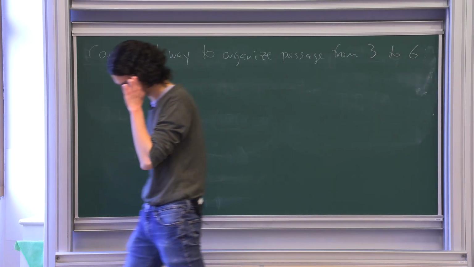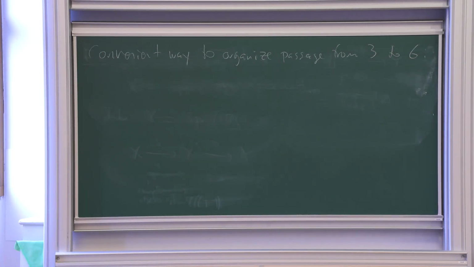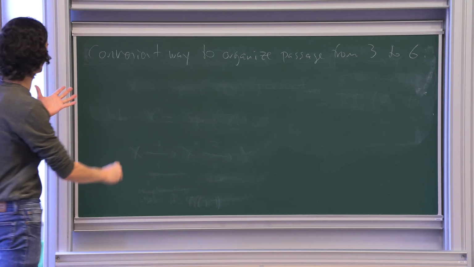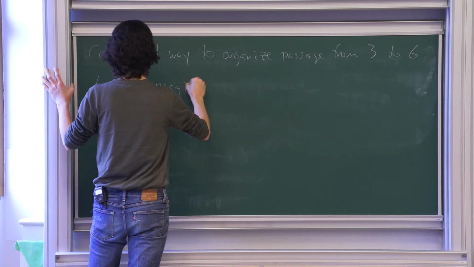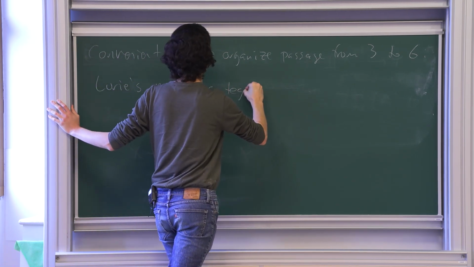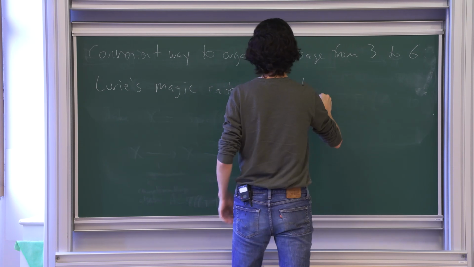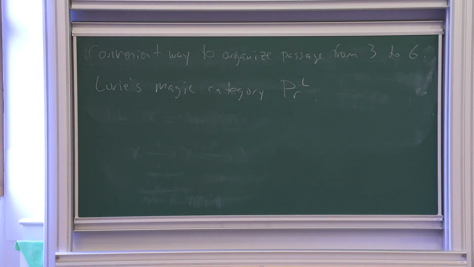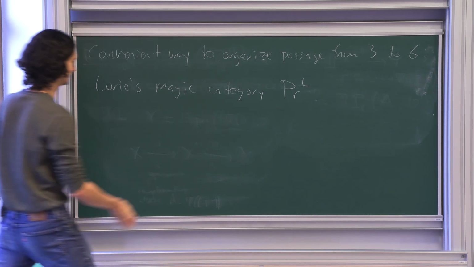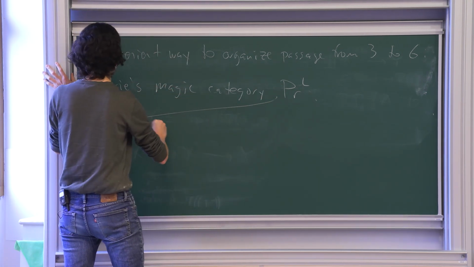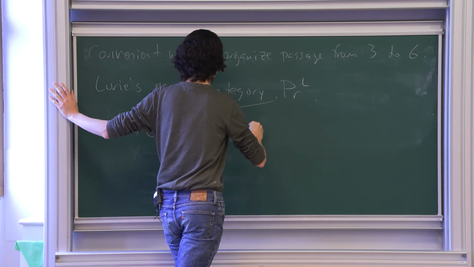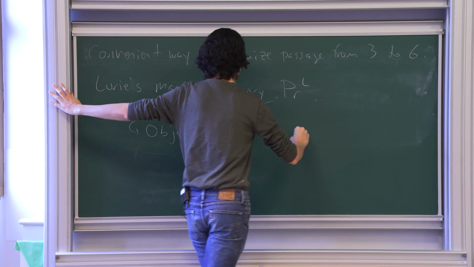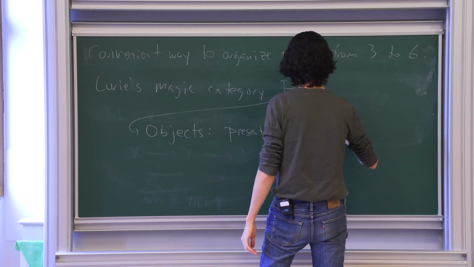It's a bit of higher categorical magic defined by Lurie. So this is Lurie's magic category, called PRL. I have to say a little bit about this and how it works. So here, the objects are the presentable infinity categories.